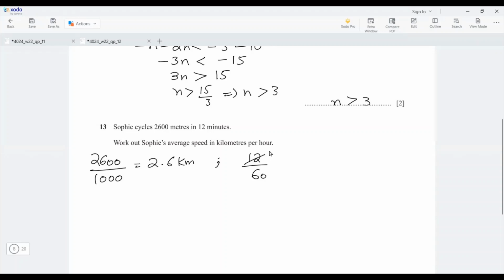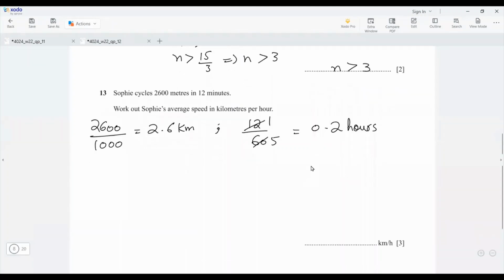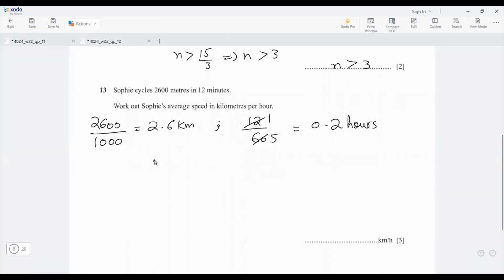12 1 times and 12 5 times. So 1 by 5, you can do it in rough work. It is resulting in 0.2 hours. Divide 1 by 5 in rough work, you will get 0.2. So replacing this in the average speed formula. What's the average speed formula? It is distance over time.